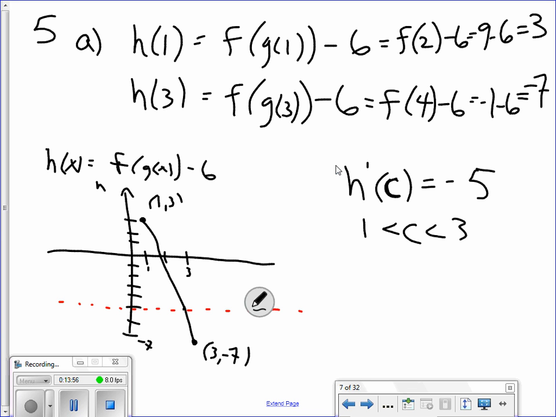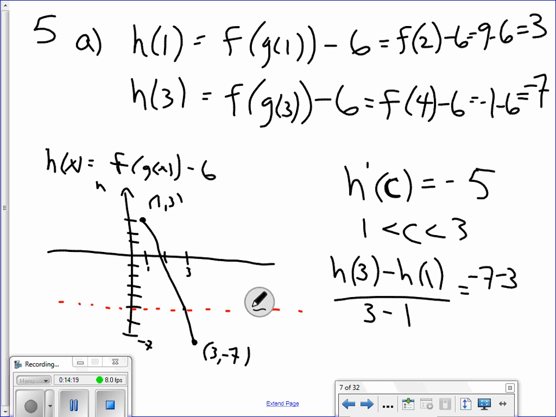Well, with continuous differentiable functions, we know that the derivative has to equal the slope of the secant. So this time we want to get the slope of the secant. If we take h of 3 minus h of 1 over 3 minus 1, we would get -7 minus 3 over 2. Oh, look what it equals. -7 minus 3 over 2 is -5, right? What we just found was that the slope of the secant, the slope of the line going from here to here, the straight line, is equal to -5.